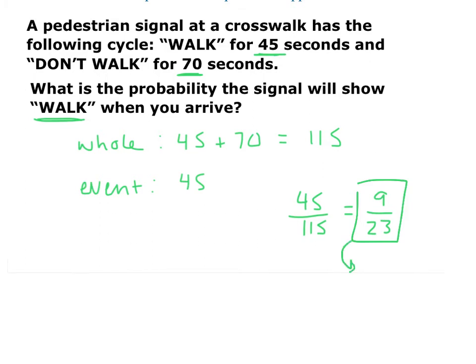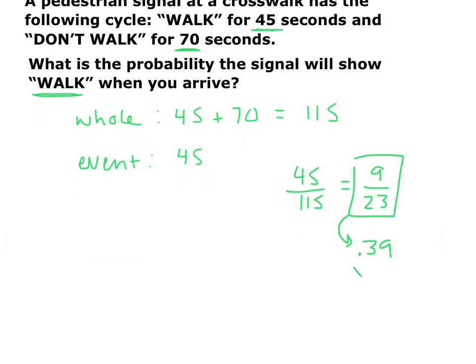We can change this into a decimal just by dividing 9 by 23 in our calculator. So this would give us about 0.39 as our decimal. We multiply it by 100 to get our percent, so we would have 39%. So we have a 39% chance that our signal will show walk when we arrive.